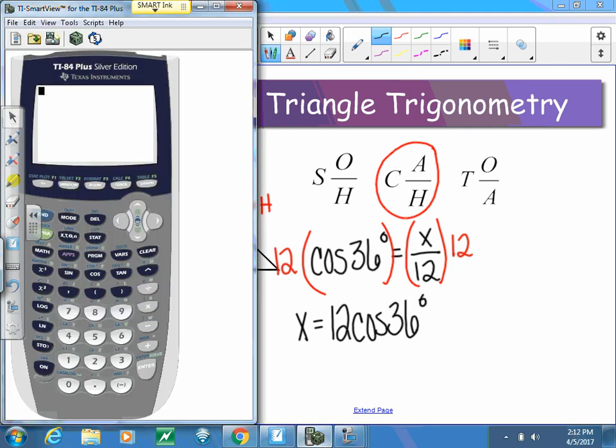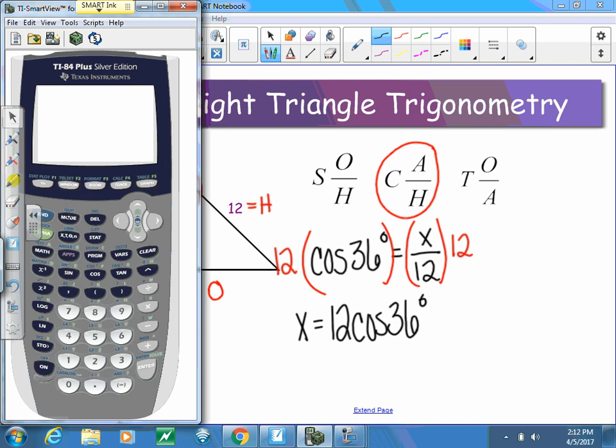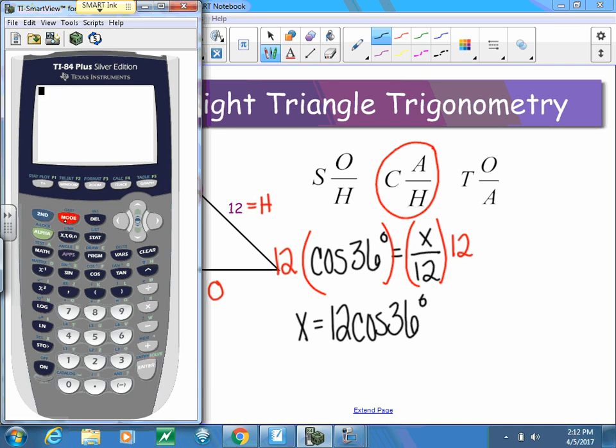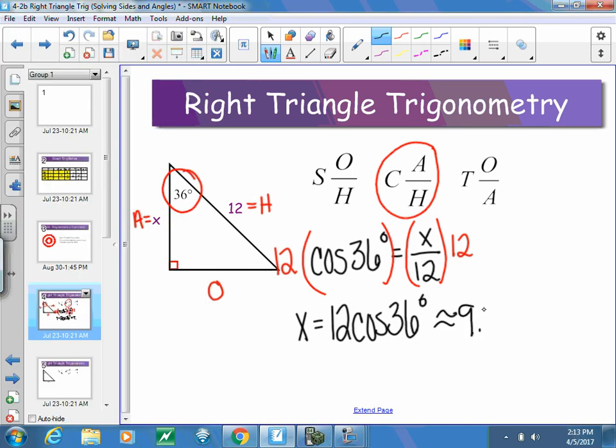So we'd have to go to our calculator for this. Pretty much everyone should hopefully already be in degree mode. If not, you want to make sure you change that. So in your mode on your graphing calculator, you'll go down to radian, slide over to degree, hit enter so that the black bar highlights that, and then you can quit out of here. And we're going to go ahead now and take 12 times the cosine of 36 degrees and hit enter, and our answer is 9.71. So approximately 9.71 would be the length of x.